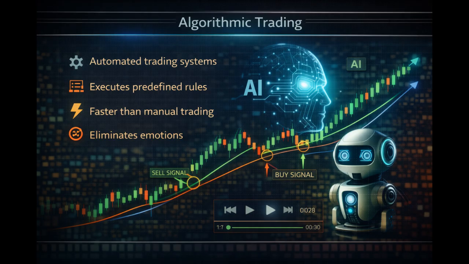Execution engine. The execution engine sends buy or sell orders to the exchange. It ensures that trades are executed quickly and efficiently. For example, when a strategy generates a buy signal, the execution engine automatically places a market order on the exchange.